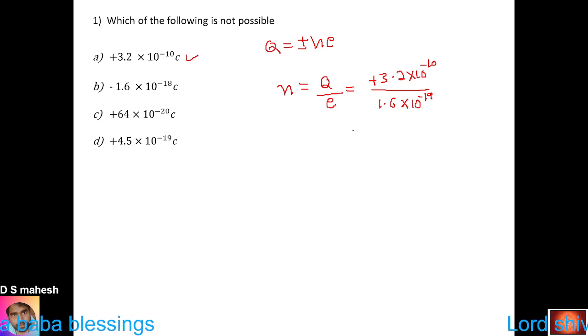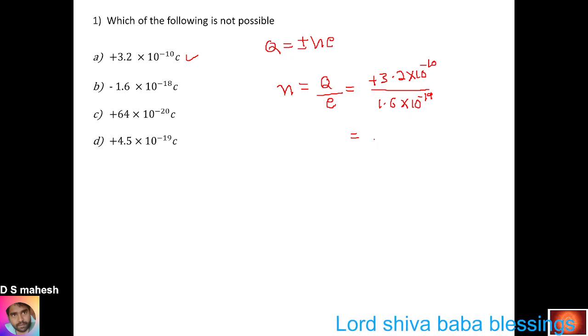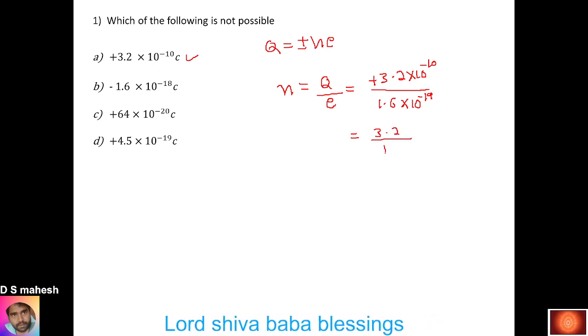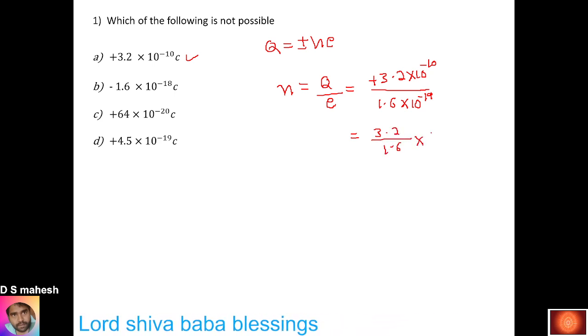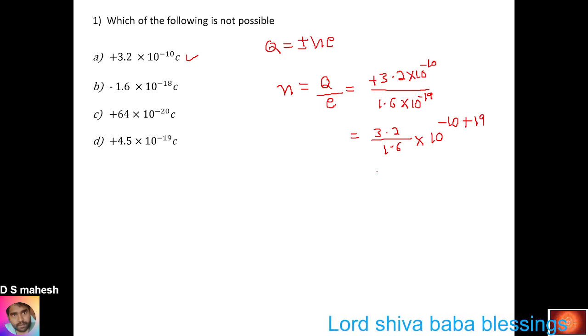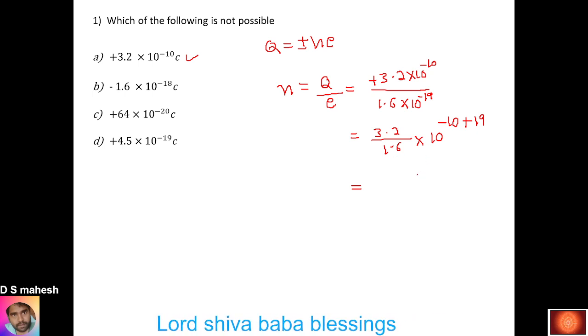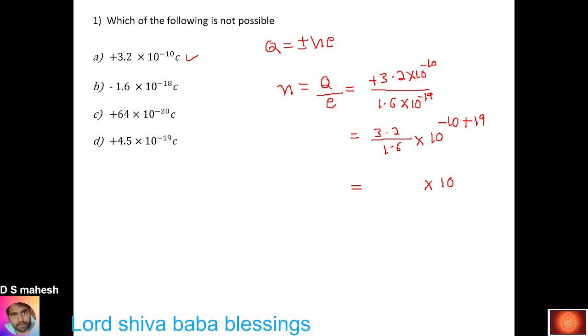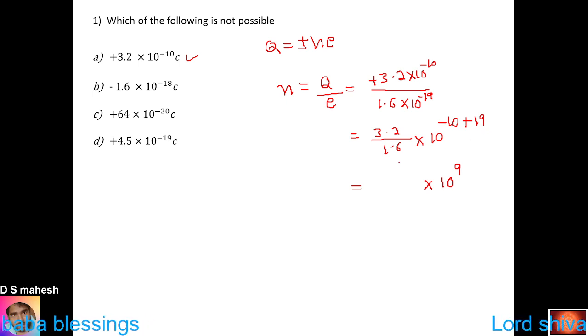While solving this, the best method is to take all the exponents to one side, so that would be easier. You can take this as 3.2 divided by 1.6 into 10 to the power of minus 10. When this minus 19 goes above, it becomes plus 19. So that would be 3.2 divided by 1.6 into 10 to the power of plus 9. Minus 10 plus 19 turns out to be plus 9.